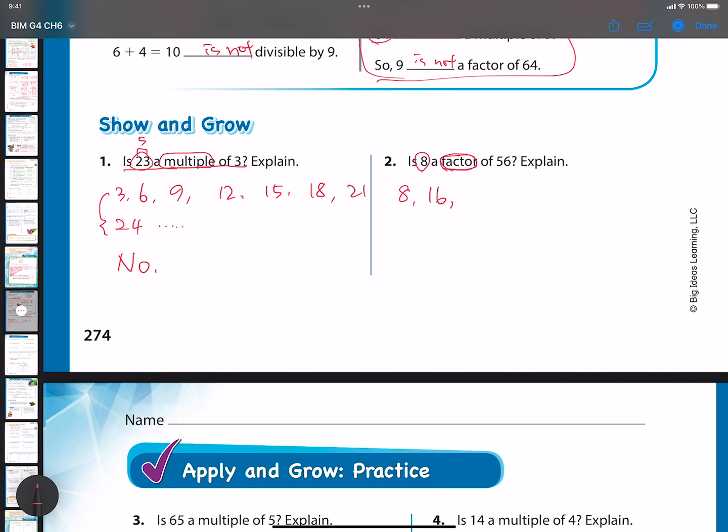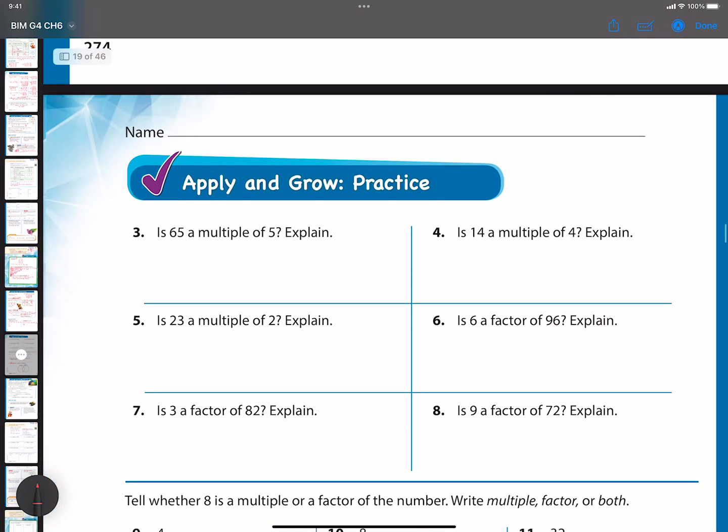List the multiples of 8: 8, 16, 24, 32, 40, 48, and 56. We can stop here, so 56 is one of them. Yes, it's a multiple of 8. That means 8 is a factor of 56. So the answer is yes. Now let's move on.